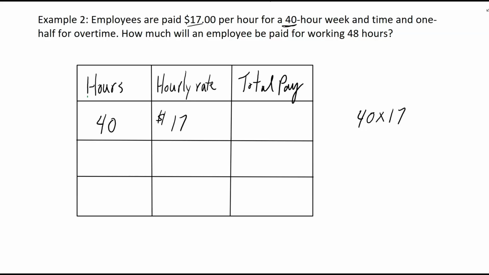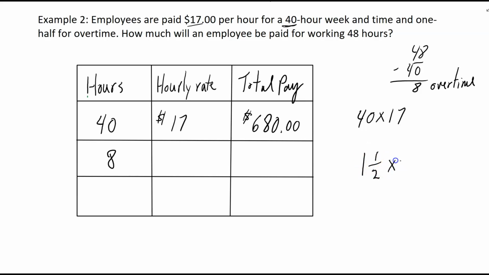So that will be $680. Let's put the cents in too. Now, 40 hours have been worked. What about the difference? 48 minus 40. That leaves us with 8 hours of overtime. So 8 hours will be paid at time and a half. That means 1 1/2 times 17. All right, the hourly rate is multiplied by 1 1/2.